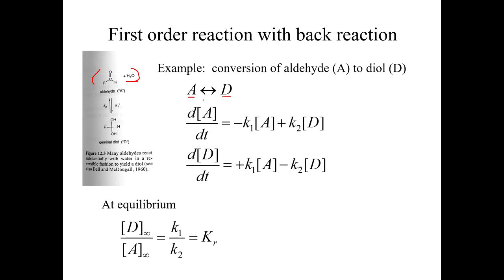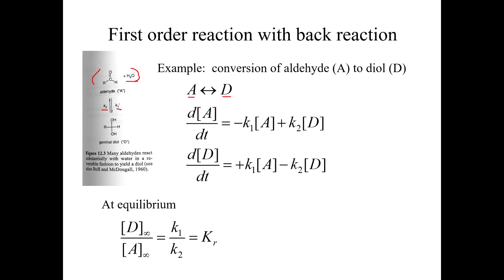So dA dt, the rate at which A is disappearing, is the concentration of A multiplied by the rate constant k1, because that's the rate at which it's disappearing, so it has a negative sign. And then the rate at which it's appearing is the amount of D multiplied by k2. So this is the rate at which the aldehyde is appearing, and that's why it has a positive sign. We can write exactly the opposite rate law for the diol: dD dt is equal to plus k1A minus k2D, right? Because this is the rate at which D is appearing, because it's the amount of A multiplied by the rate constant that makes A disappear, and then minus the amount of D that's disappearing, which is the amount of D that's available, times k2.